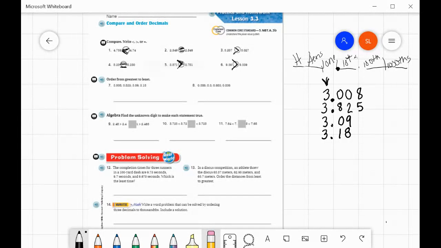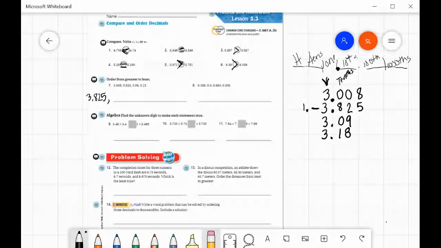The tenths column, we need to look at. All right, we're doing greatest to least, so we want to look for the largest number here. And 3.825, the 8 is bigger than the other numbers, so we know that this is the largest number. So this will be our number 1. So over here, I'm going to go ahead and write 3.825 and then a comma.